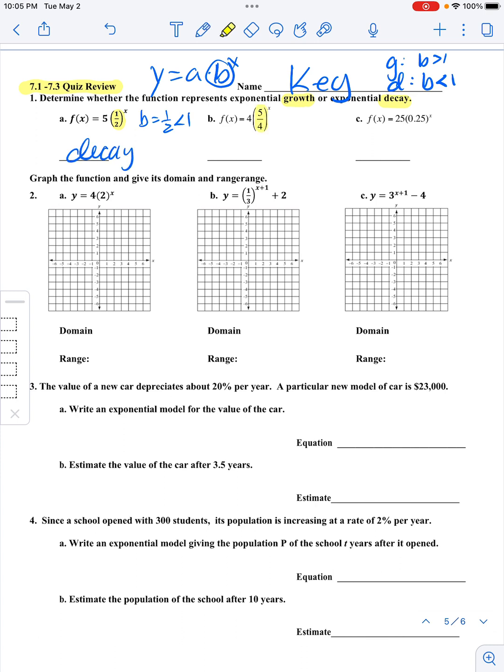Careful with this. This is a fraction, which is really deceptive, but 5/4 has a bigger number on the top, so it actually is greater than 1. If you're terrible at fractions, just do 5 divided by 4 on your calculator. It's going to come out as 1.25. That's bigger than 1, so that's going to be growth. And this last one has the number that's raised to the power, therefore the growth factor is 0.25, and that is less than 1. And so that makes this a decay as well.